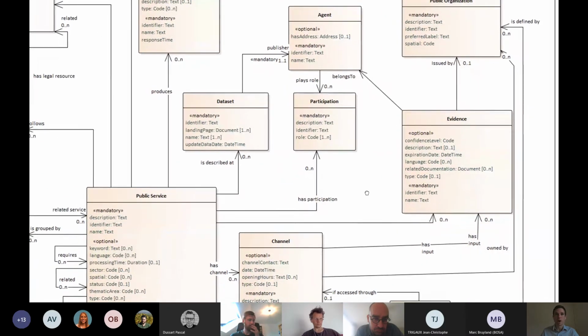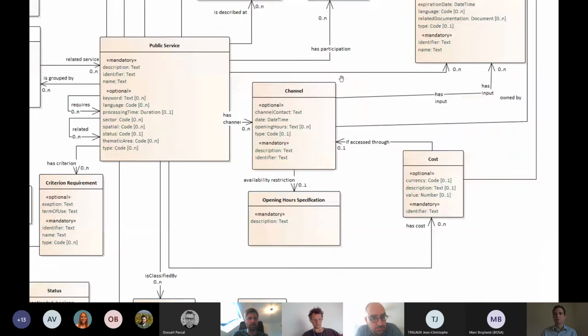What we didn't show either in the example is the data set, which is just a class to capture the fact that all information about the public service is actually data. And this data needs also some descriptions, some validity dates, for example, or can be found on a specific page where you can download it. Those are just examples, but it's a placeholder to capture information about the data as the descriptions of your public service.